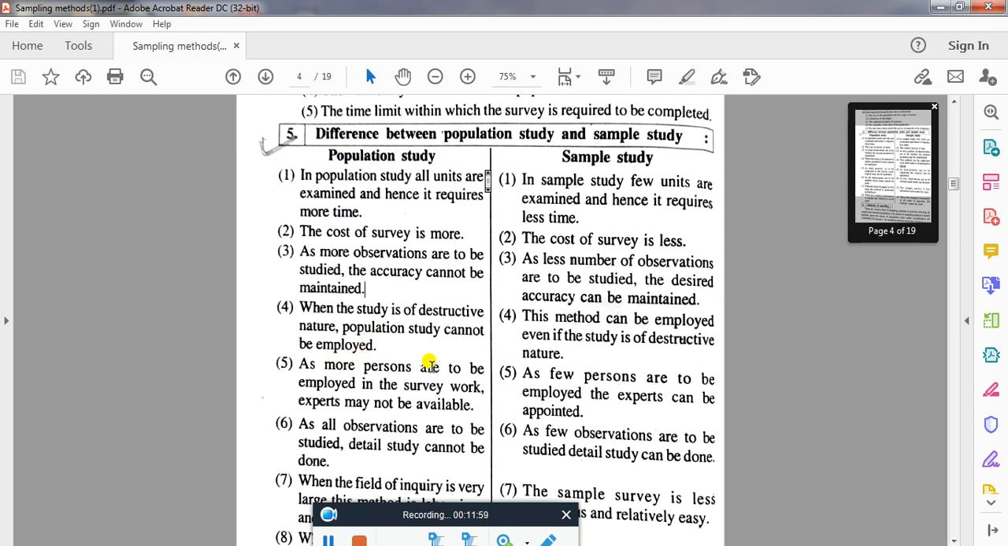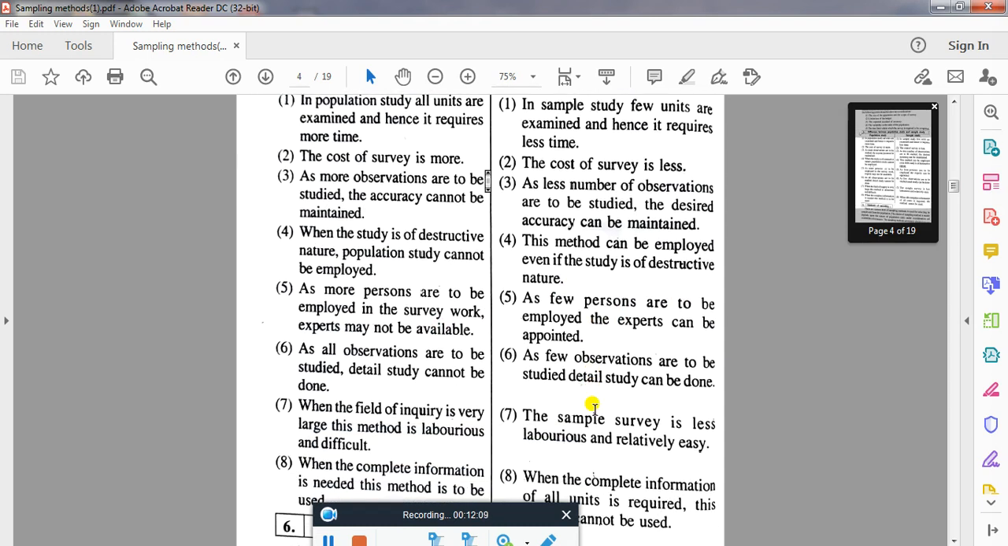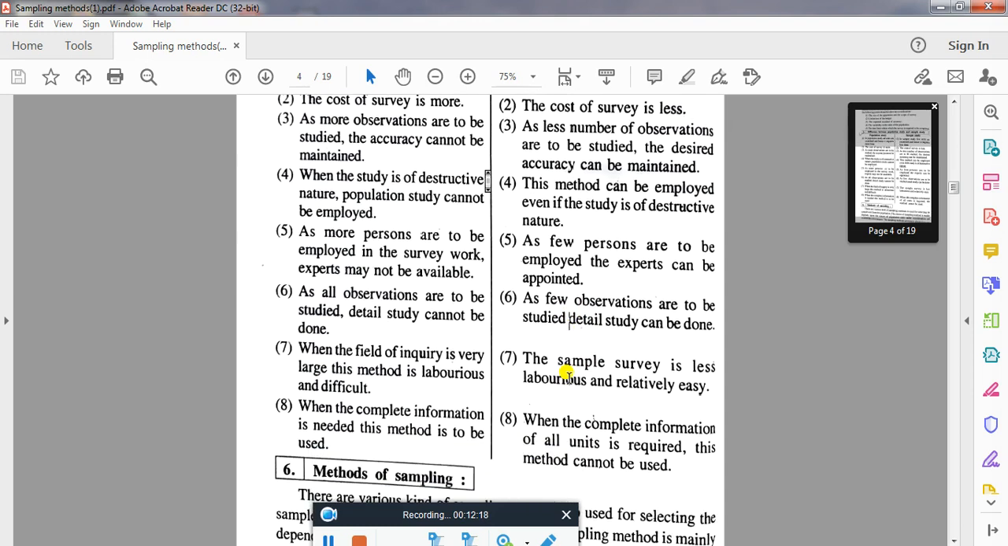As more persons are to be employed in the survey work, experts may not be available. As few persons are to be employed, experts can be appointed. As all observations are to be studied, detailed study cannot be done, obviously. So few observations are to be studied, detailed study can be done. So these are the basic differences.